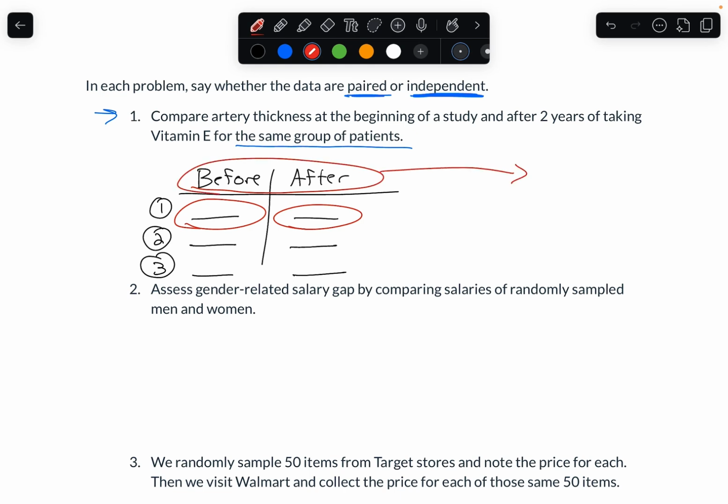So as a general rule of thumb, anytime we're working with before data and after data, that is almost always going to be paired data, because I want to compare each person's before data with their after data, and I want to be able to compare those scores or their measurements, whatever it may be. So in this case, we're dealing with paired data, which is what we're going to be looking at primarily in 7.2. We'll talk about independent data in 7.3.